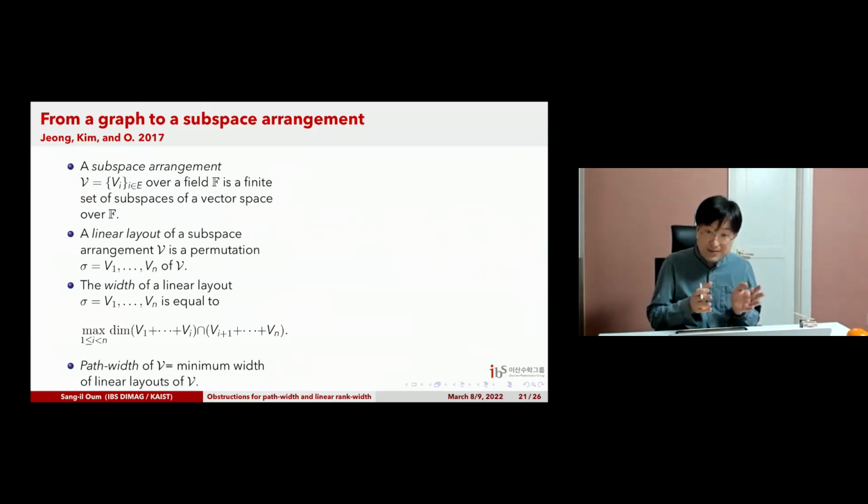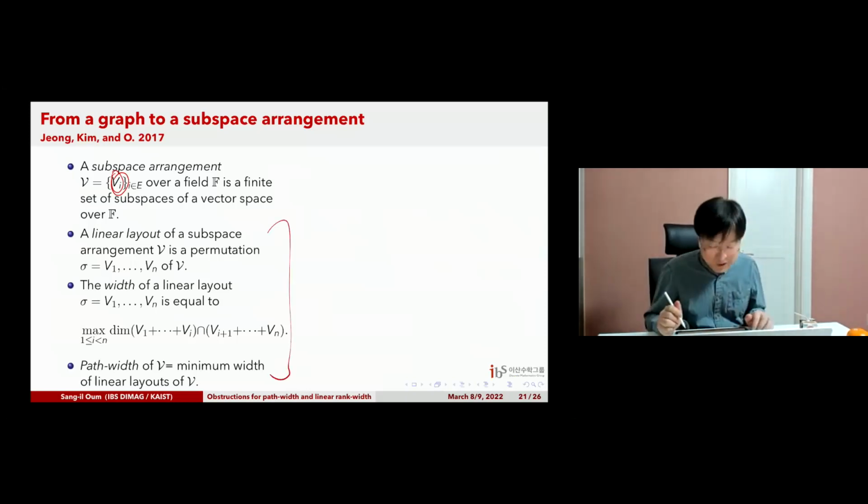And the path width of a subspace arrangement is the minimum width over all possible linear layouts. And the subspace arrangement contains matroids, right? In the sense that if you take each Vi as a one-dimensional, or at most one-dimensional, subspace, then if you have a matroid represented over some field, you don't have to have a finite field, but if you have a representable matroid, then take each Vi as the span of each element in the matroid. Then this whole thing is the same as the path width of the matroid.